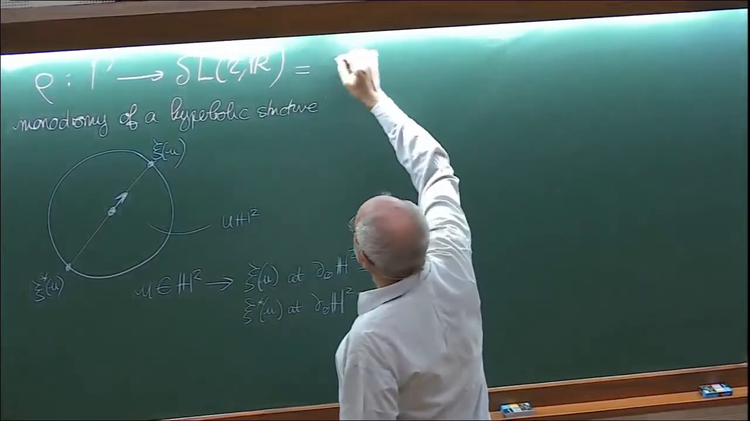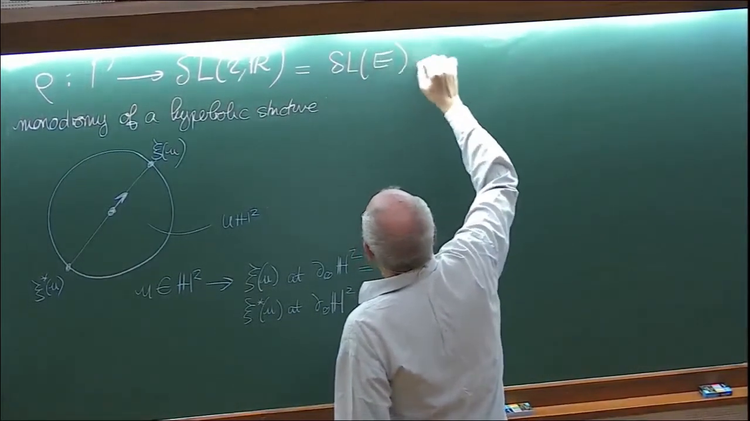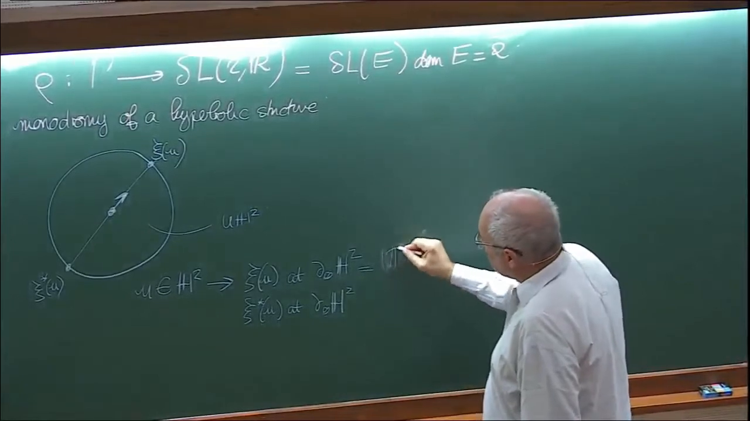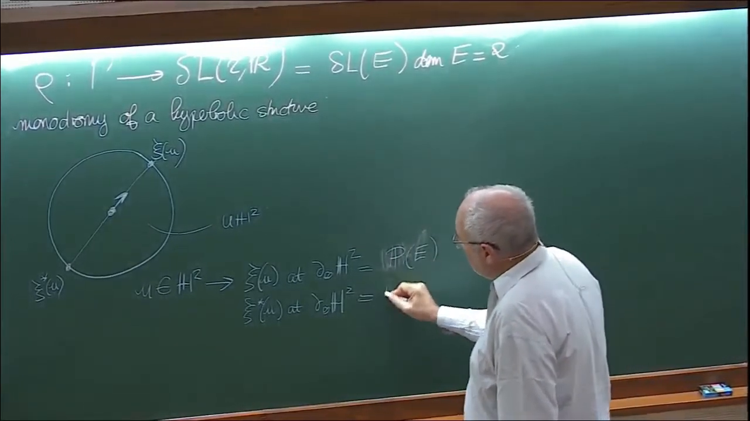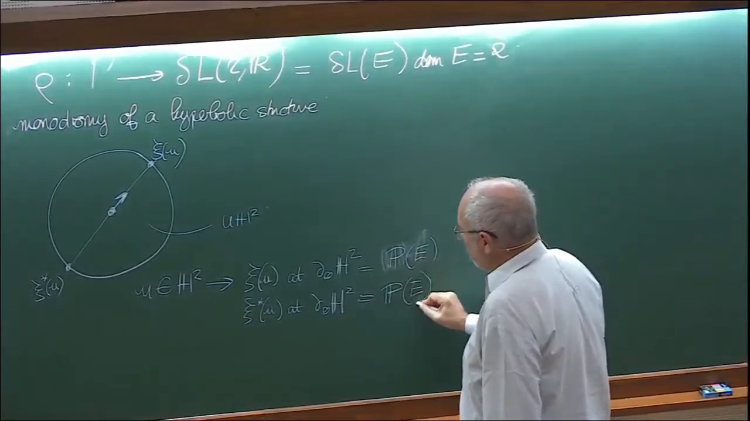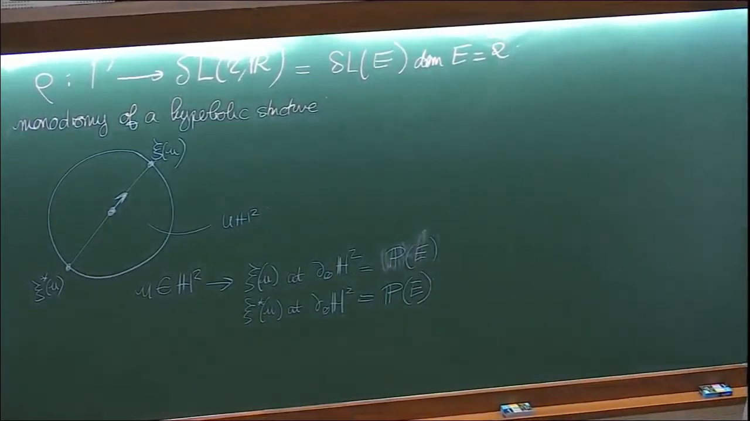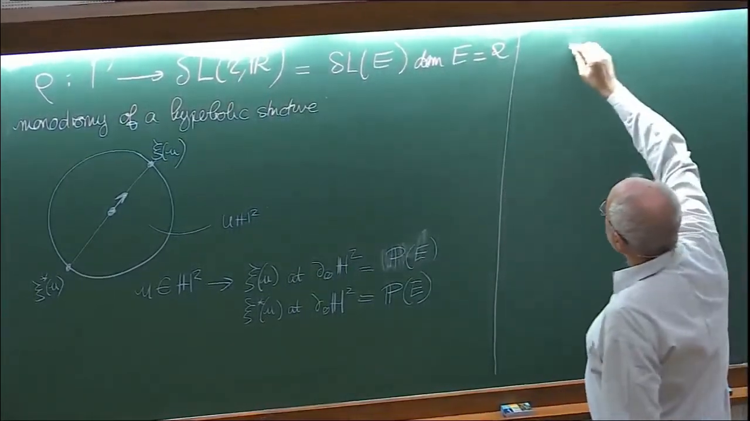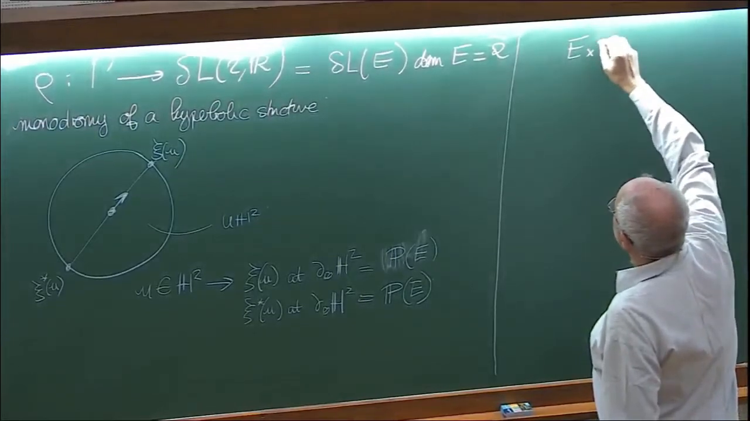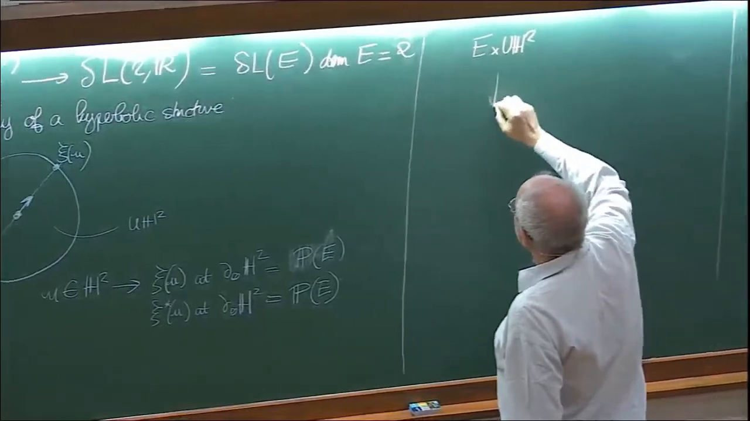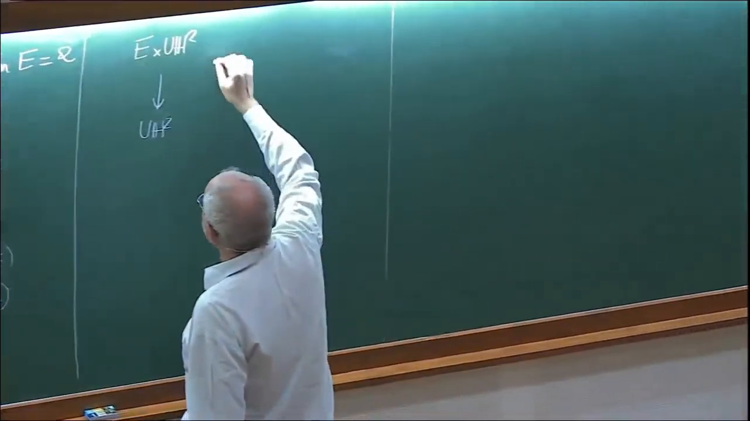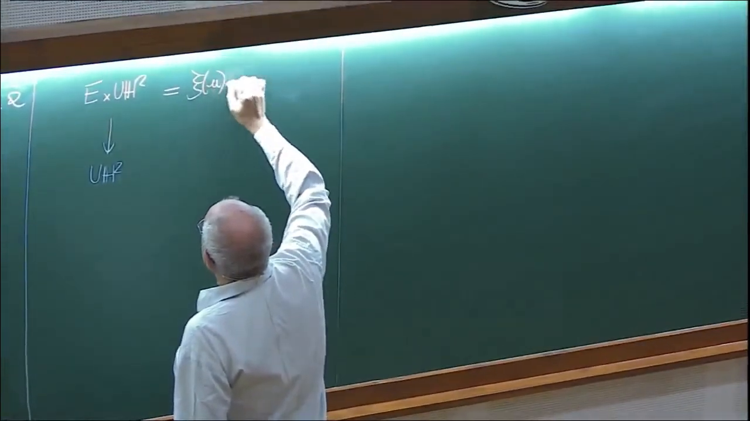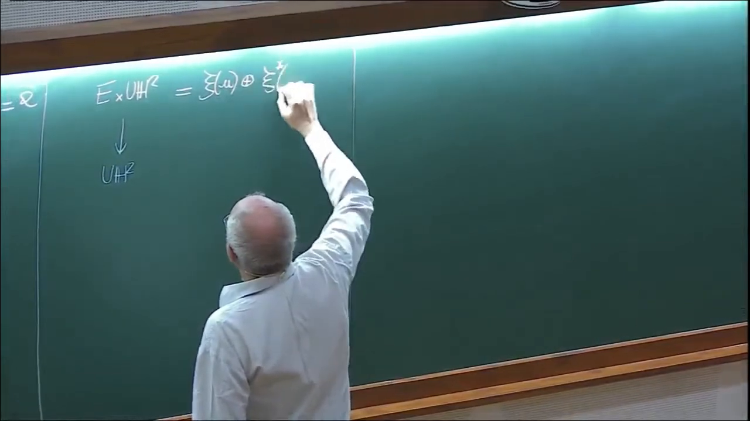So let's say I want to call this SL of E, where the dimension of E is equal to 2. Right? So this is going to be the projective space of E, and this is also going to be the projective space of E. Right, so from this consideration, you see that E cross U of H2 over H2 splits as Xi of U plus Xi star of U as a bundle.